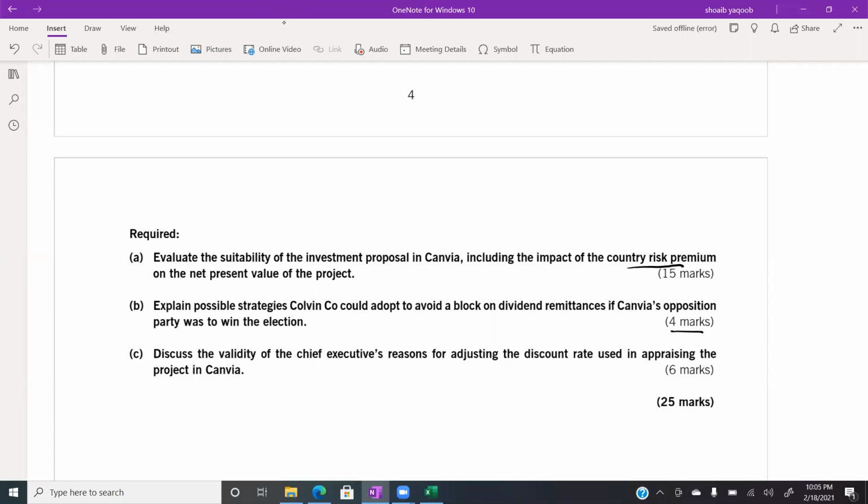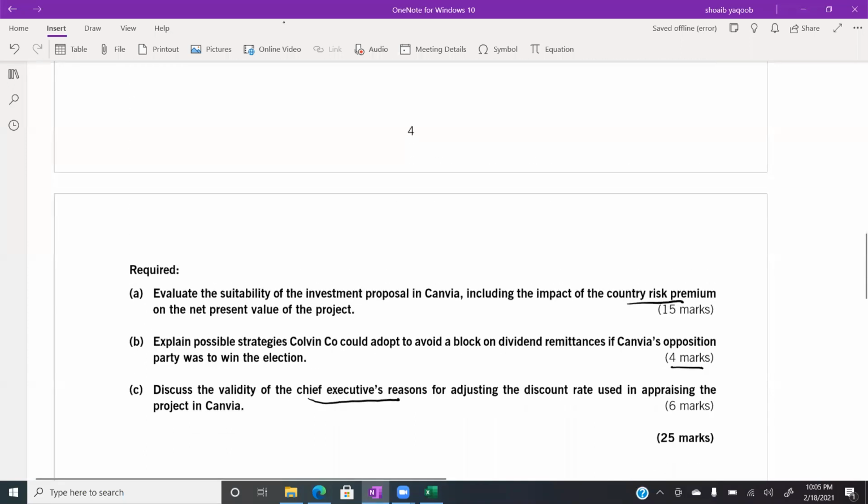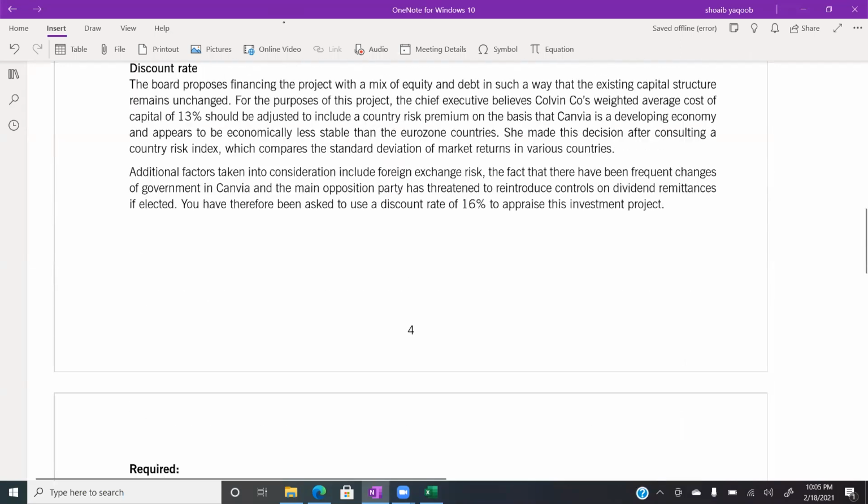In the third part, discuss the validity of the CEO's reason for adjusting the discount rate used in appraising the project in Canvia. So we have to read the scenario first to see what the reason of the CEO is, then we have to discuss the validity of that comment. Almost 15 marks are for the numerical and 10 to 12 marks for the theory.